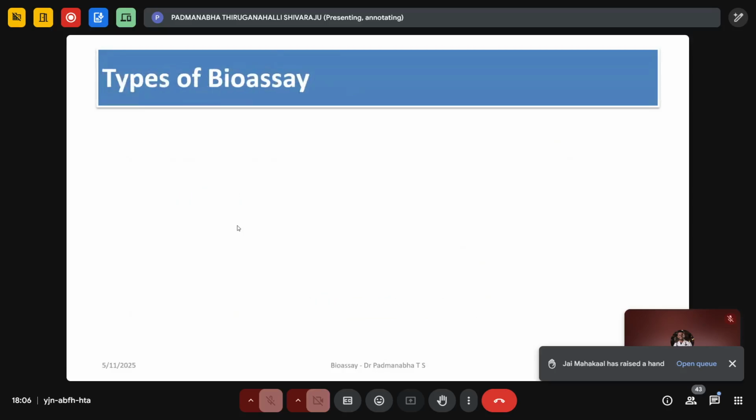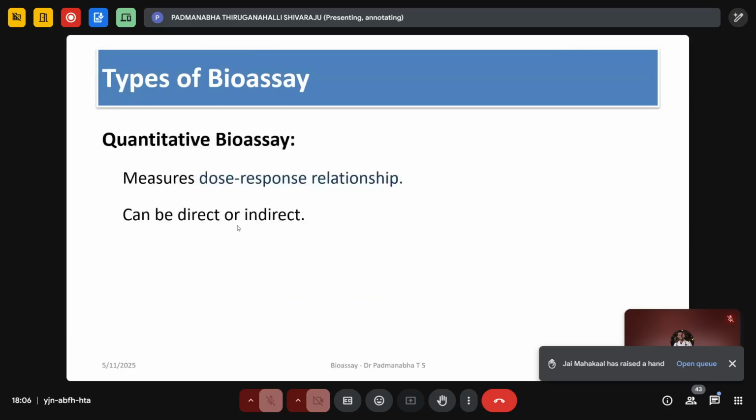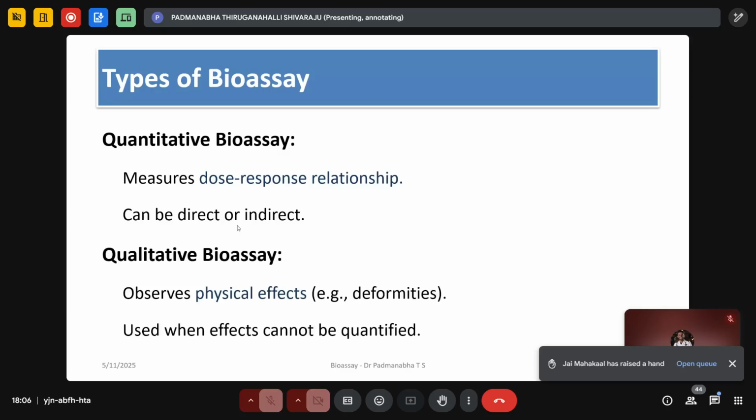So coming to the types of bioassay, we have two types broadly. It can be classified into quantitative bioassay, where it measures the dose response curve relationship. It can be a direct type or an indirect type. Whereas the other type of bioassay is the qualitative type. In the qualitative type, we're going to observe only the physical effects, like what deformities or defects the unknown substance can cause. Mainly, it is used when effects cannot be quantified.